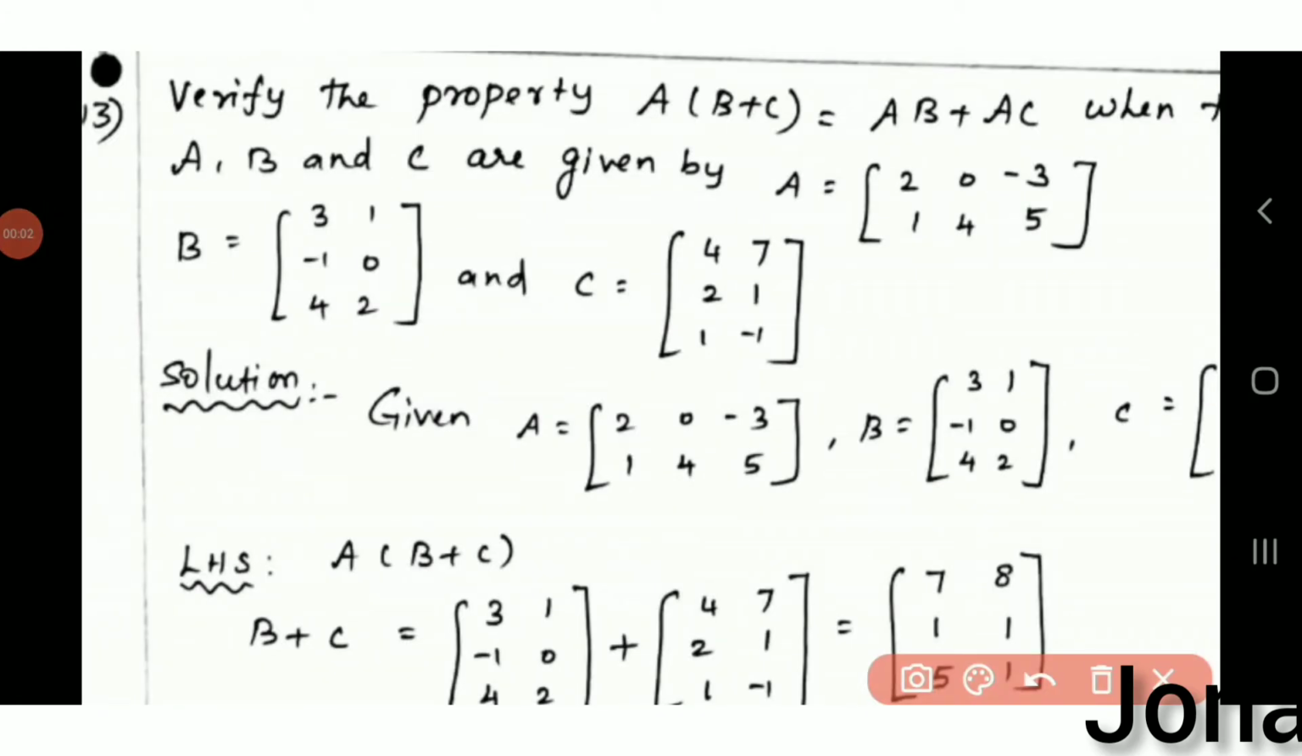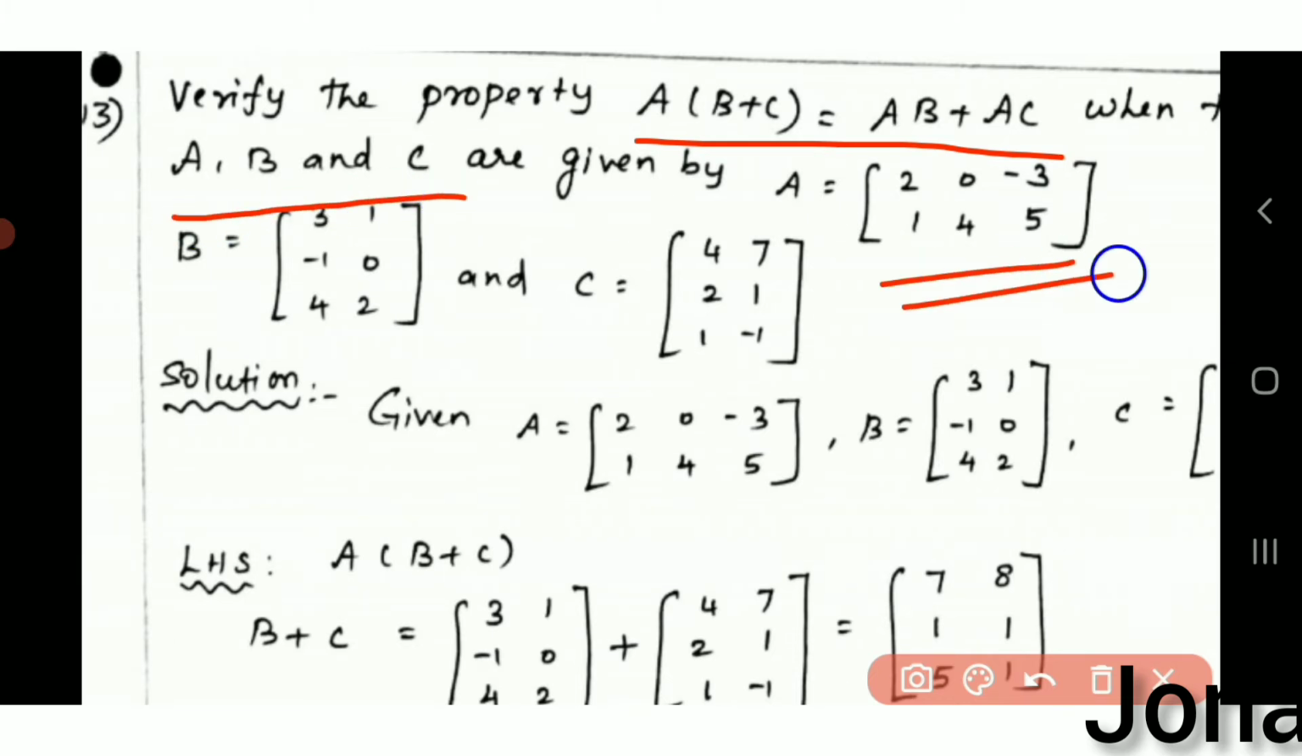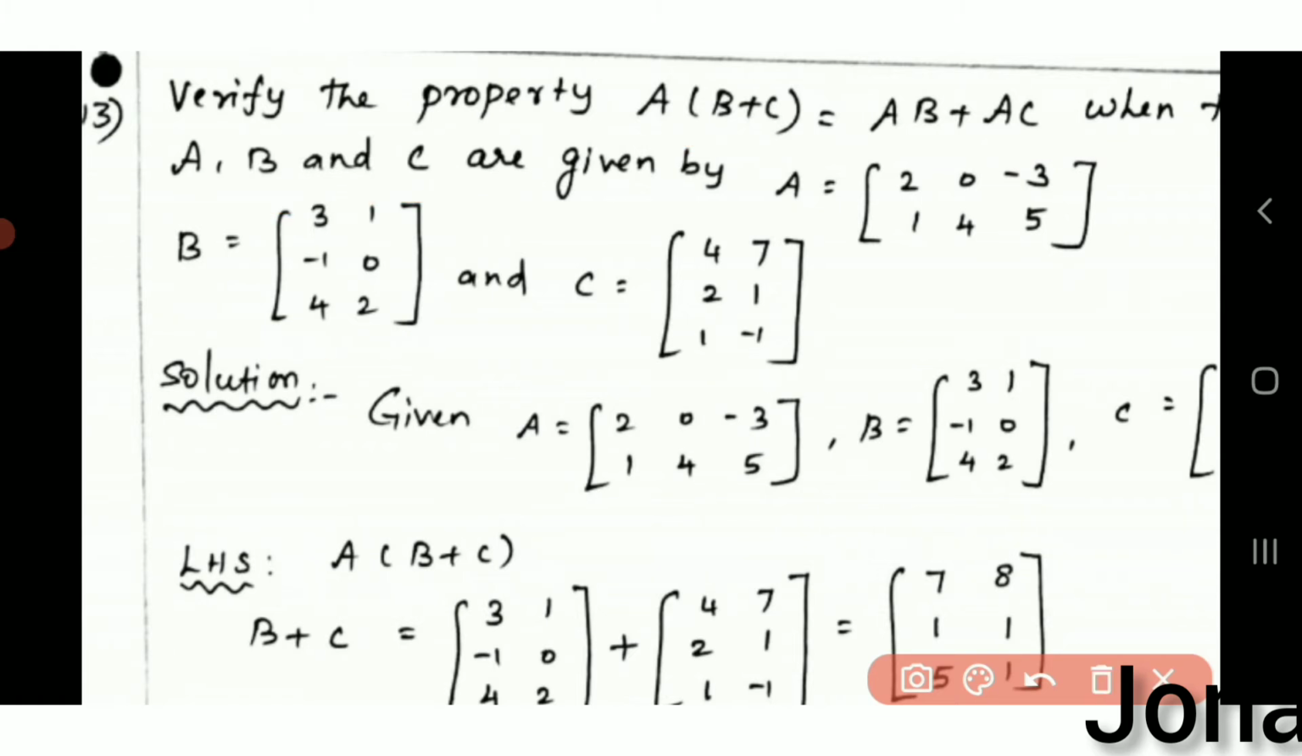13th sum. Verify the property A into B plus C equal to AB plus AC when A, B, C are given by A is 2, 3, minus 3, 1, 4, 5, B is 3, 1, minus 1, 0, 4, 2 and C is 4, 7, 2, 1, 1, minus 1. Okay. So, the matrices, 3 matrices are given as A, B, C.